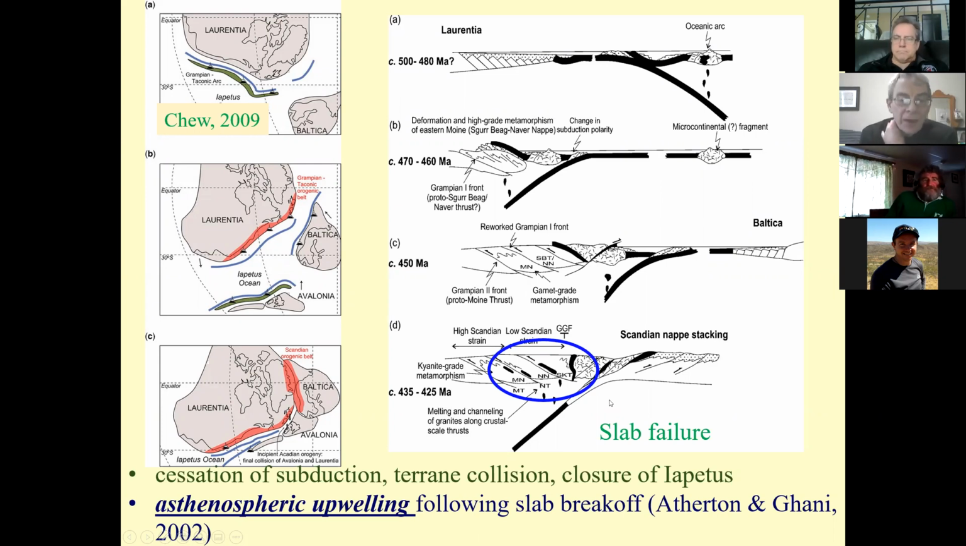I'll tell you why I ask. Two things. The last subduction in New Brunswick was over by the middle to late part of the Silurian, between 425 and 420 million years ago.